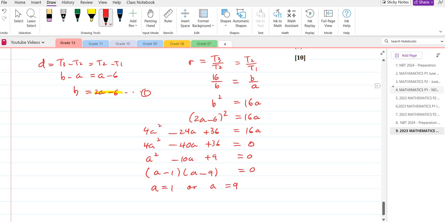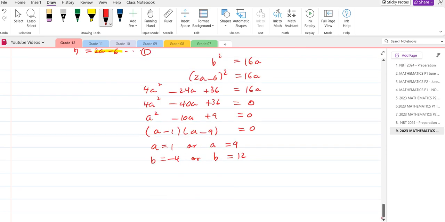Now if a is 1, what is b? So that's 2 minus 6. b is minus 4, or b is equal to 2 times 9, which is 18, minus 6 is 12. So these are the two answers that will work. Right, so a is equal to 1 or 9 and b is equal to -4 or 12.